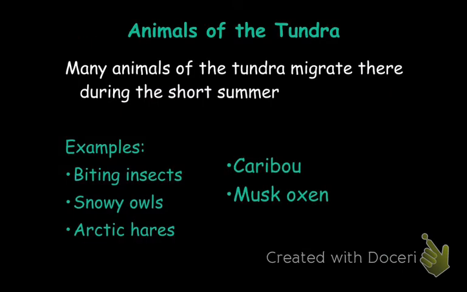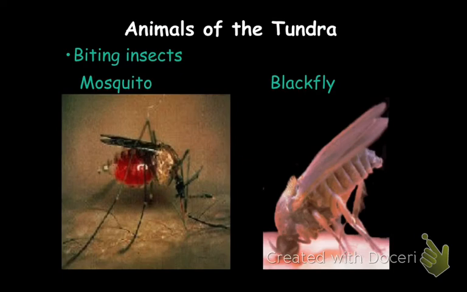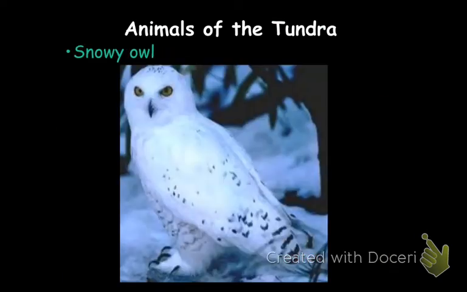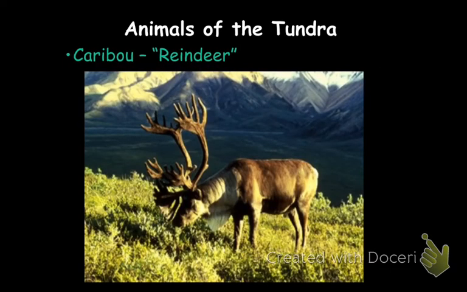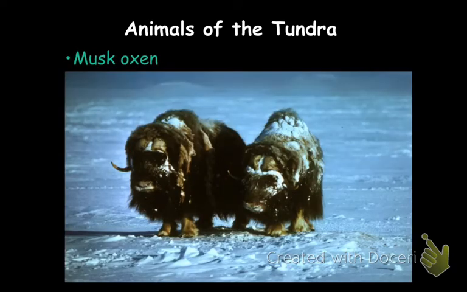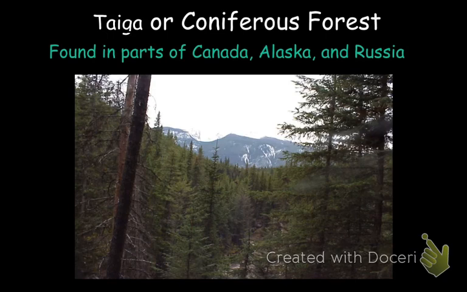They have a lot of biting insects like your mosquitoes and the black fly. You have the snowy owl, so any Harry Potter fans, kind of like Hedwig. They have Arctic hares and your reindeer. That's where Santa lives. And you've got these musk oxen, which are kind of cool looking creatures. And that is all for the tundra.